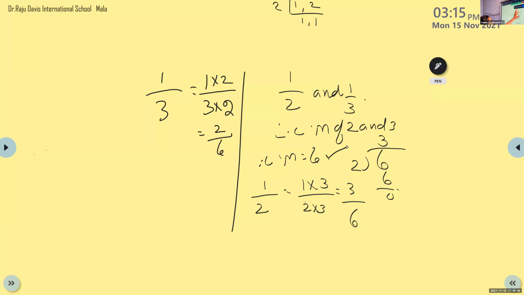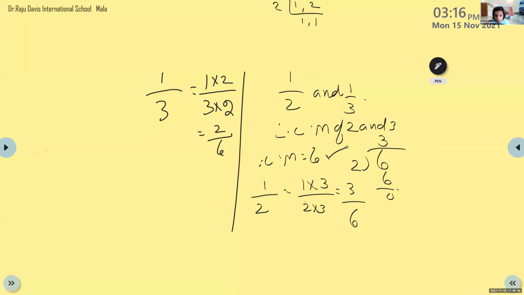Then take the first fraction. What is the first fraction here? 1 by 2. You write 1 by 2 as usual. Same fraction you write. Then you take the LCM. What is the LCM you got here? Ma'am, not that one. The 1 by 3 is equal to 1 into 2 and 3 into 2.